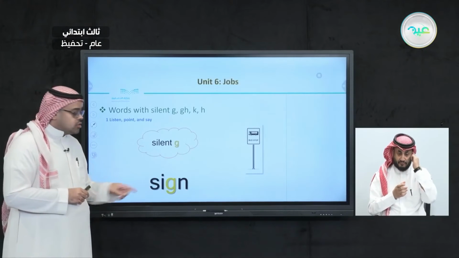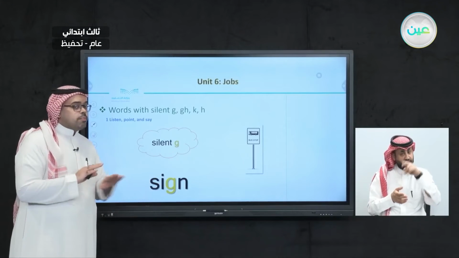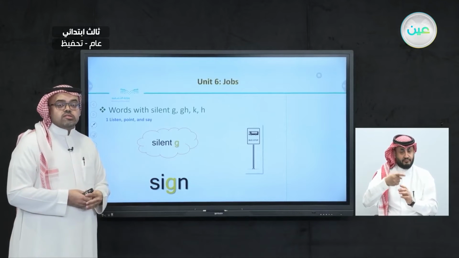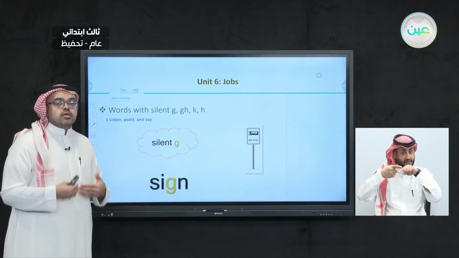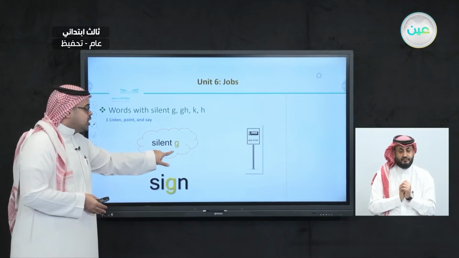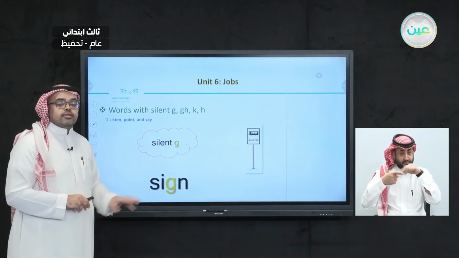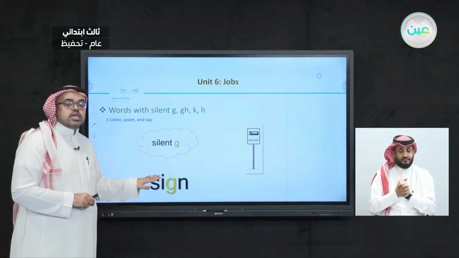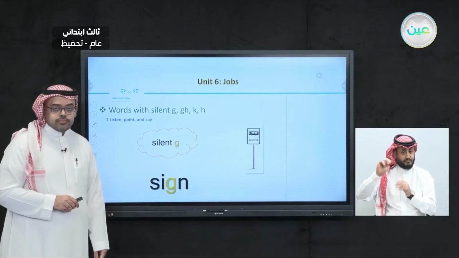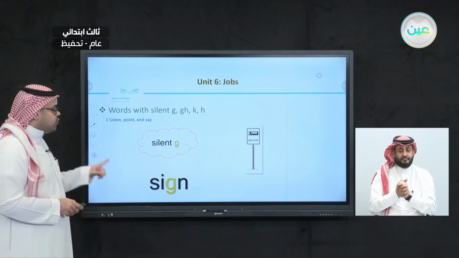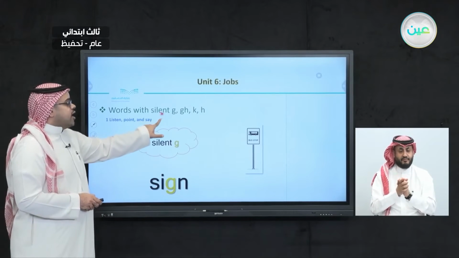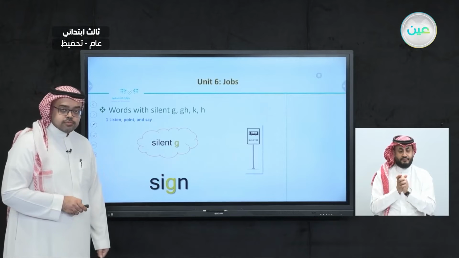We write it in the word, yes, but we don't say it. We say sign, sign. The G here is silent. We only pronounce sign without G. So this is our first word that has a silent letter, which is G.